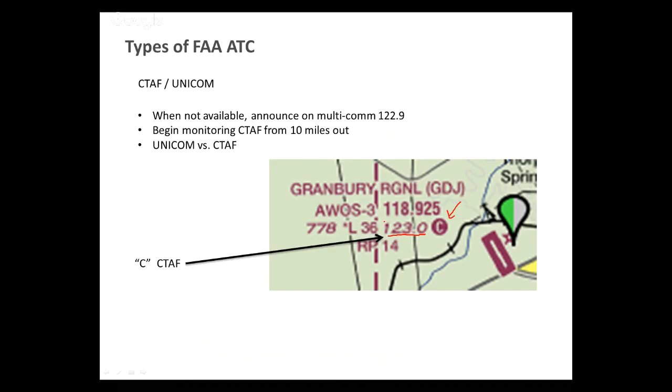However, if this is not available on your sectional, the default CTAF frequency, and they call it multicom, is 122.9. So there will be times when you're flying around the skies of Texas and you decide to land somewhere that does not have a frequency on the chart. It's understood that every pilot that utilizes that airfield is going to use 122.9. So in the absence of a frequency, 122.9.